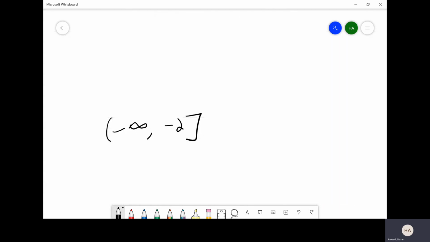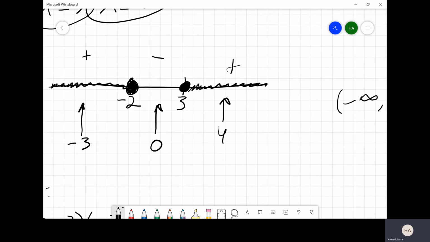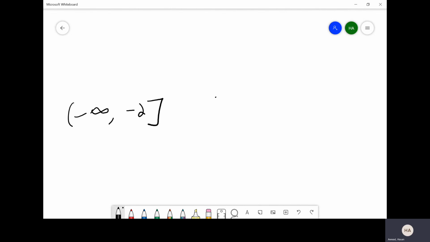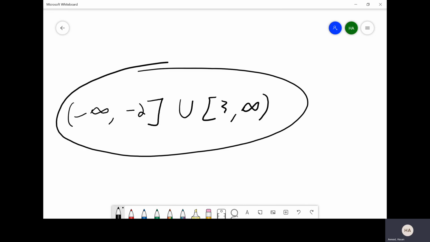Okay? And now we had another interval that worked, starting from 3. So starting from 3, including 3, all the way to positive infinity, right? All the numbers after 3 are also going to work. And we showed that by choosing 4. So we say, okay, we're going to include 3, and it goes all the way to positive infinity. And once again, whether it's negative infinity or positive infinity, you have to put a parentheses there because you can never be at infinity. And the last thing you have to do is put them together, right? It's this interval and another interval. So we union them together, and that's your final solution.